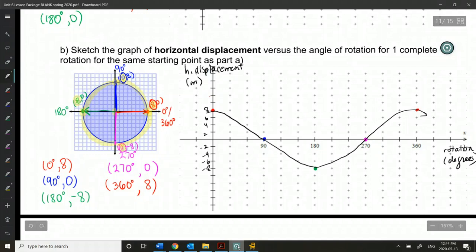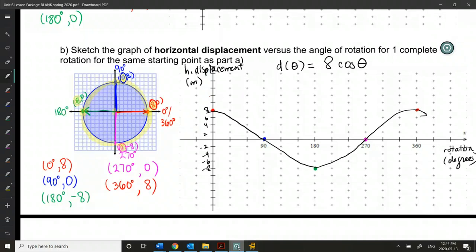And there is our graph tracking horizontal displacement. Now, because we're tracking horizontal displacement, perhaps a formula that we could come up with for this one would be a cosine equation. This is a regular cosine function. It starts on a maximum, but its amplitude is 8 rather than 1. So we change the a value to 8.